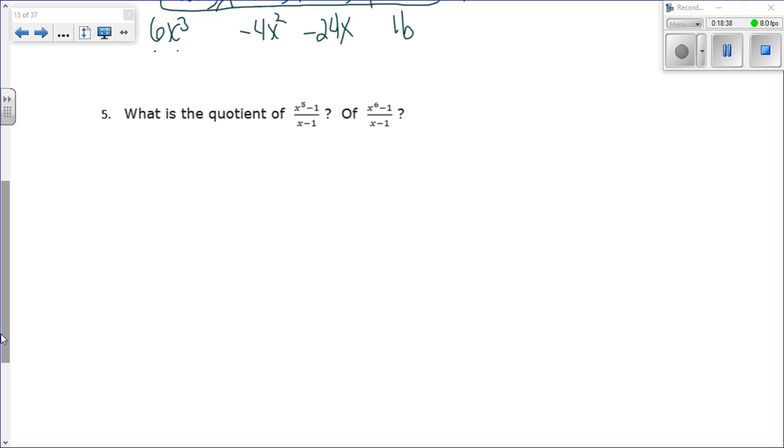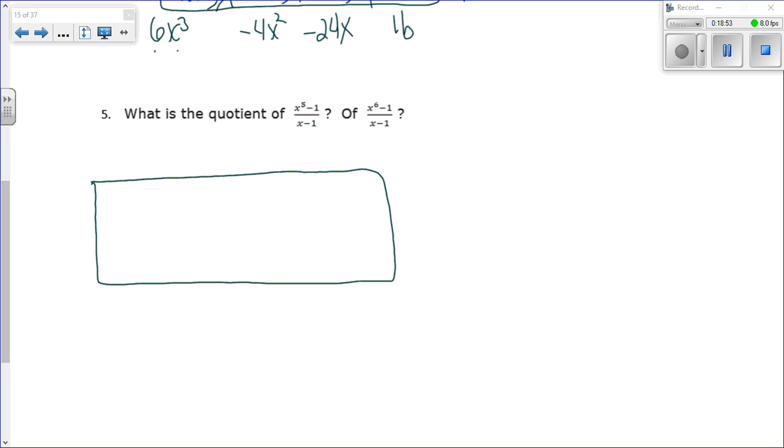What is the quotient of x to the 5th minus 1 over x minus 1? Well, my highest power in the denominator is 1, so I have to add 1 to that, so it's 2. So I'm going to have 2 rows. And my highest power in the denominator is 1. My highest power in the numerator is 5. 5 minus 1 is 4, plus 1 is 5. So I'm going to have 5 columns. 1, 2, 3, 4, and 5 columns.